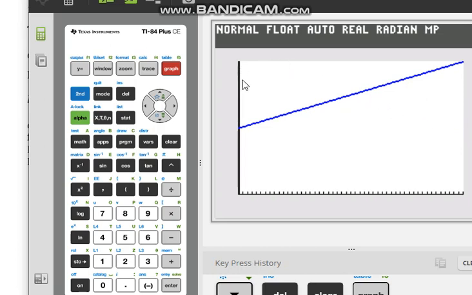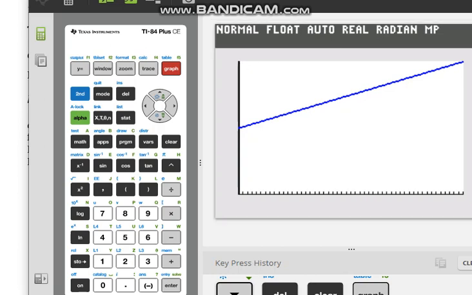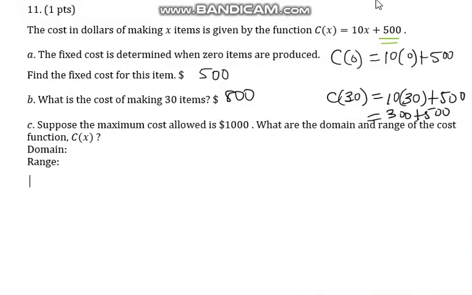And then the least amount of money for the cost was the y-intercept of 500, and then the most would be the maximum budget, which was $1,000. So the domain would be bracket from 0 to 50, and the range bracket from 500, the y-intercept, to 1,000.